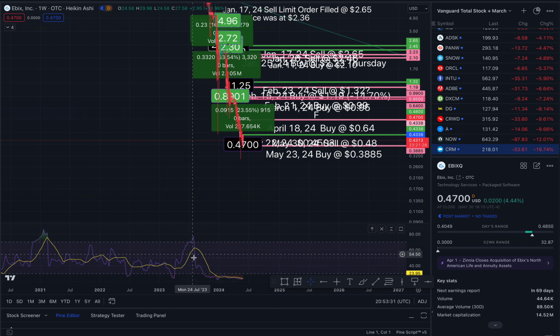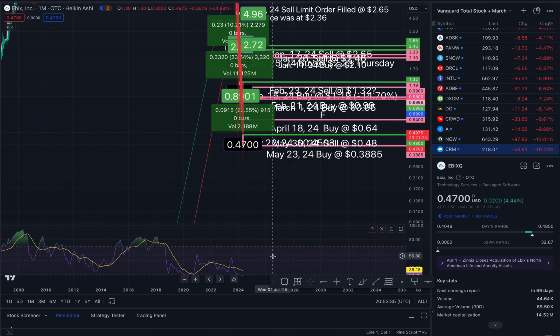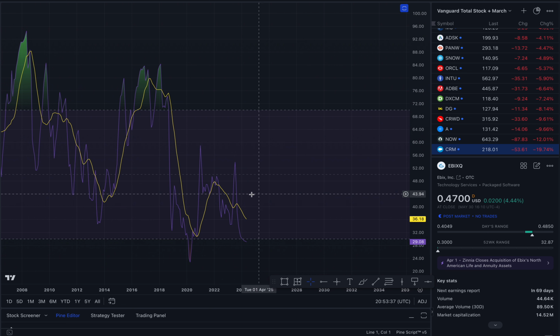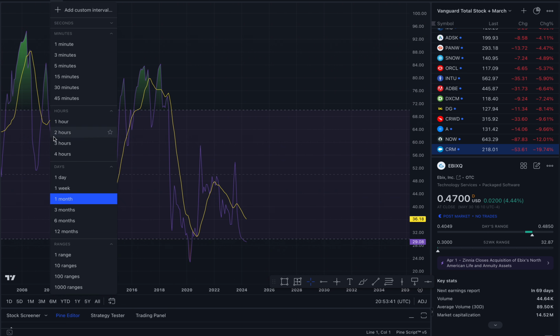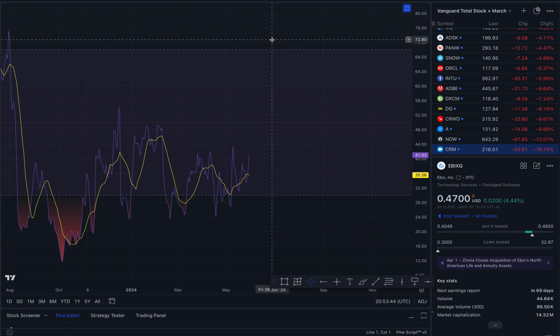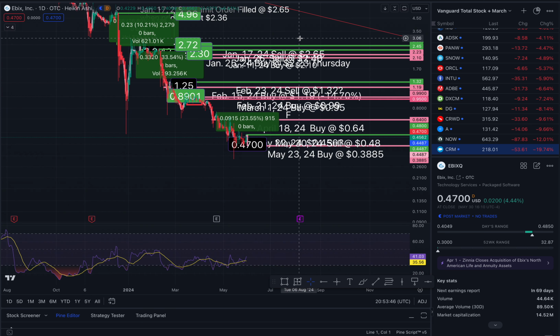Weekly, still dragging our feet. And monthly, ooh, looks like we're going down still. So I'm going to anticipate some price action to the south side on the monthly, which provides an opportunity to get in at a better price.